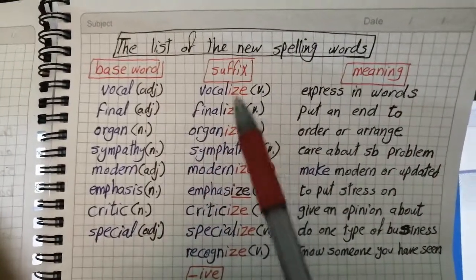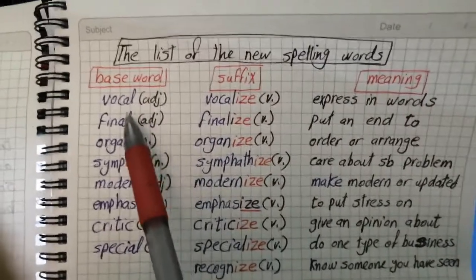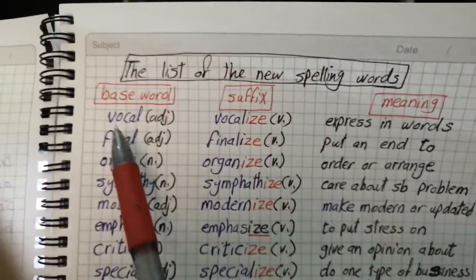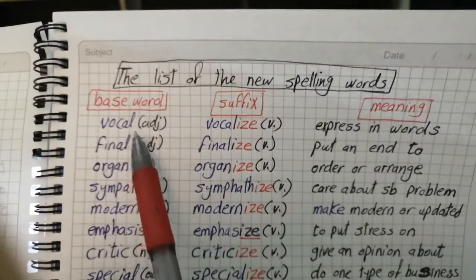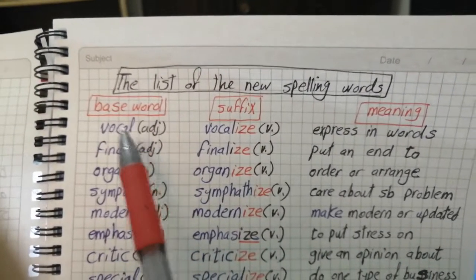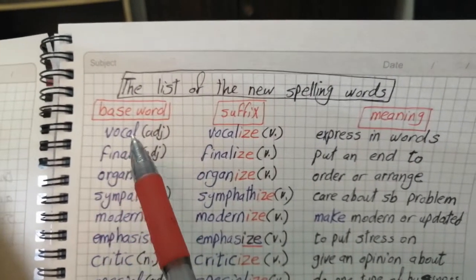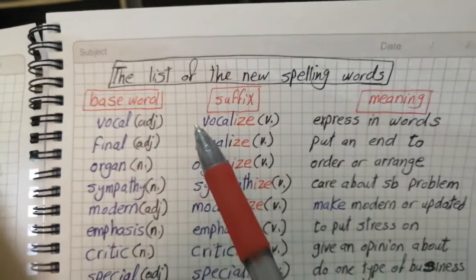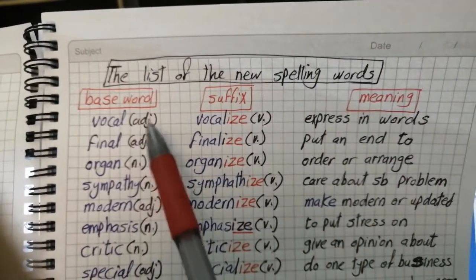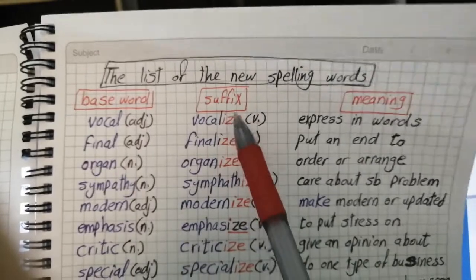Let's start with the suffix IZE. Here, the first base word is vocal, and vocal is an adjective. Vocal here means expressed, or known by others, as somebody expressed. And vocalize: so I change it from an adjective, vocal, to the verb vocalize.